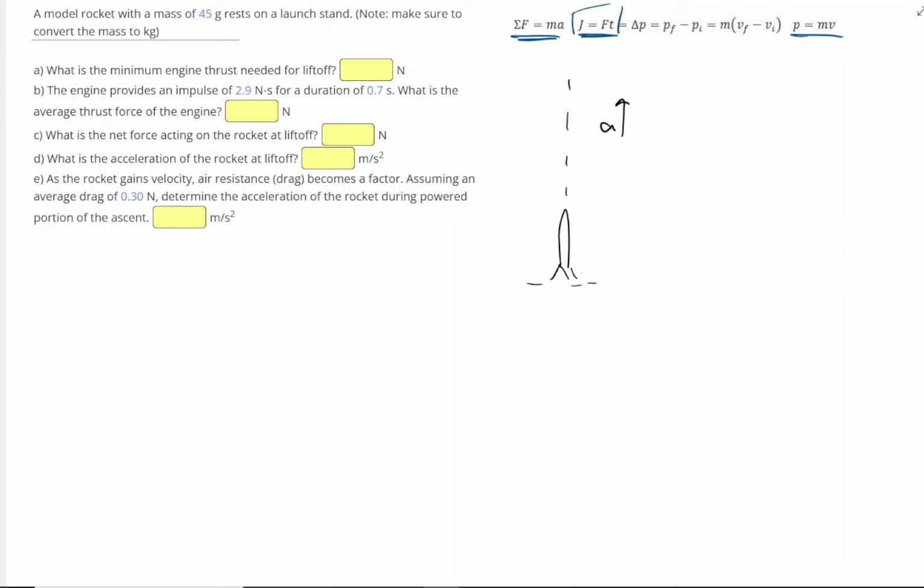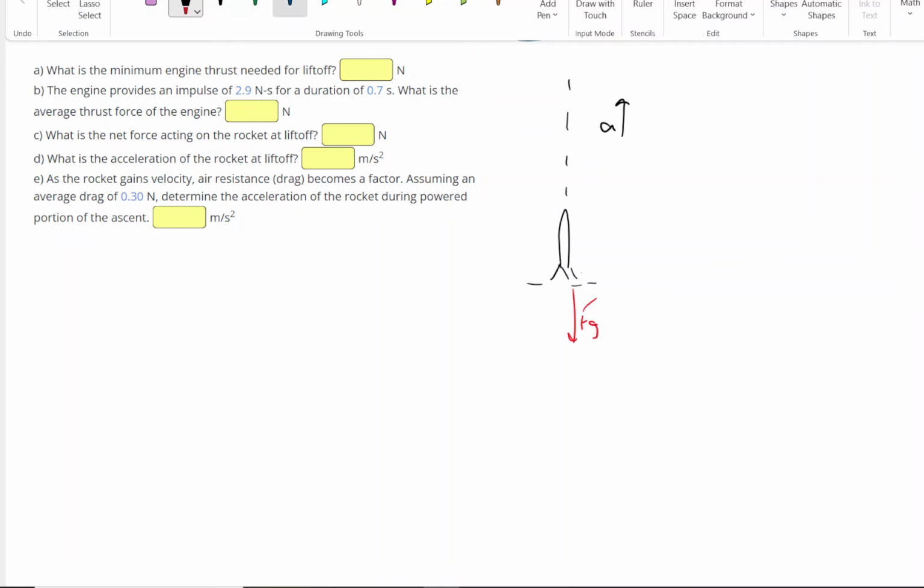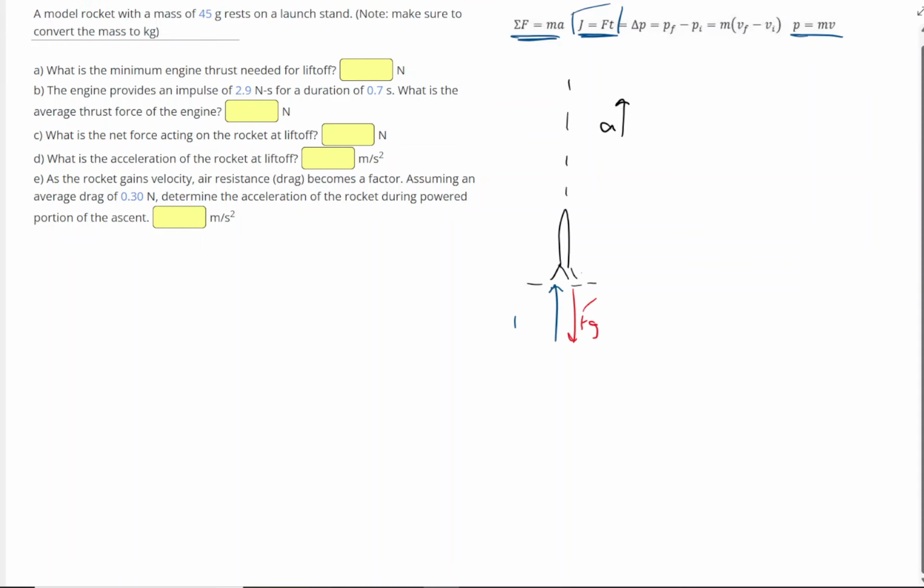Well, let's look at what happens when it's just sitting at rest. So I'm going to take this original picture here, and I'm going to draw the forces on it when it's at rest. We're going to have its weight, Fg. And we're sitting here on the surface, and that surface is going to push back. That's what happens when we have no engine thrust. The force of gravity is equal to the normal force.